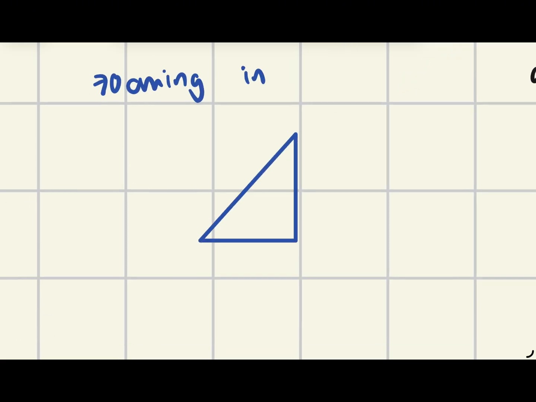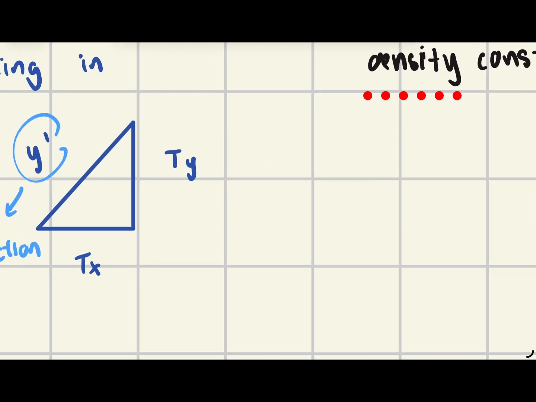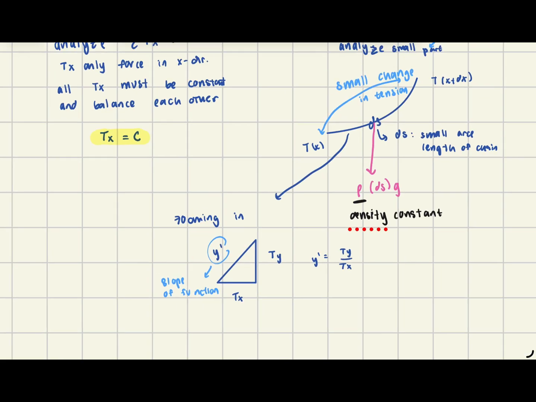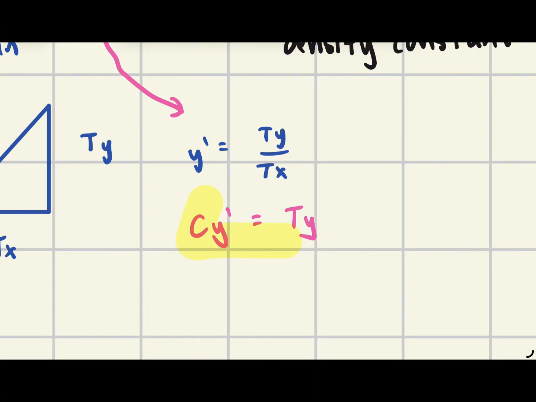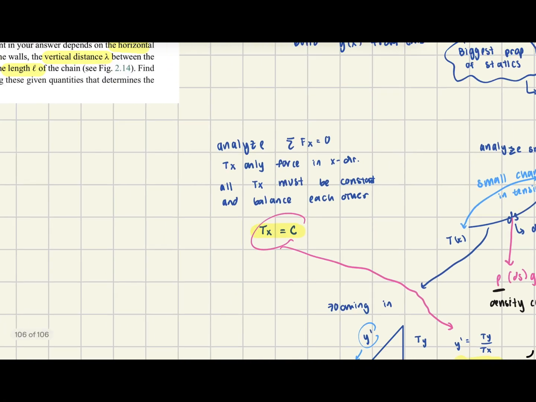Now we're going to just zoom in on our tiny part of the chain. We'll have Ty, Tx, and then y prime, which is going to be our slope. So now we know that y prime is just going to be Ty over Tx, and we can use Tx equals c to get that c y prime is equal to Ty.